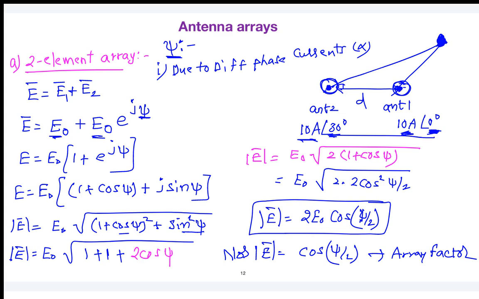What will be the other reason the phase can be different? Can you tell me? What is the other factor why the phase can change at this point? You can reply quickly. Distance, very good. Because the distance from here to here and the distance from here to here is different. So what is the difference in the distance between this one and this one?